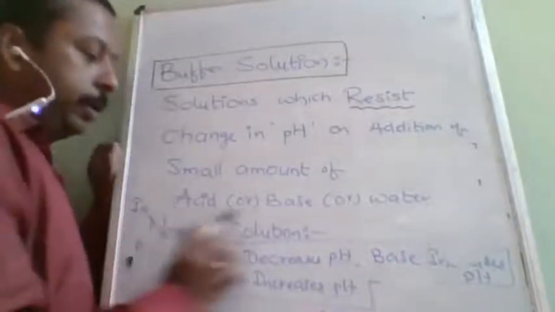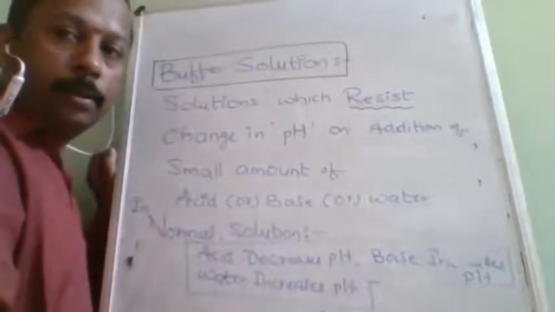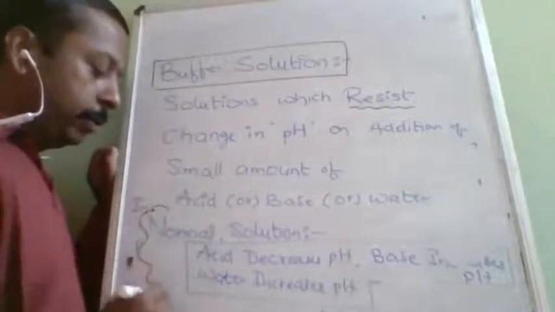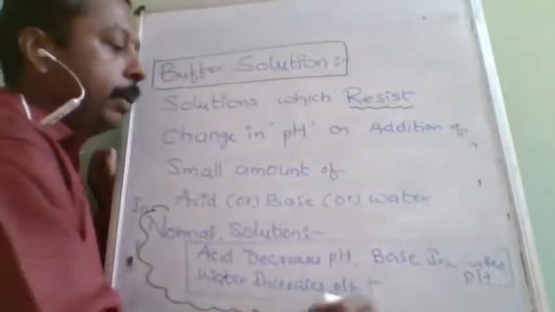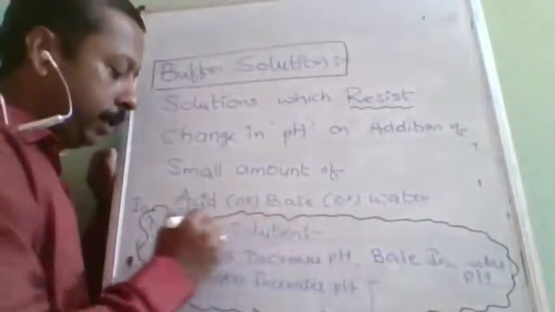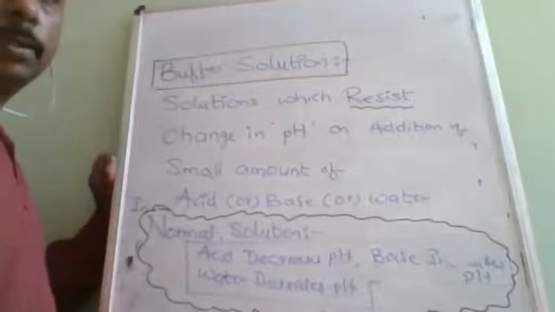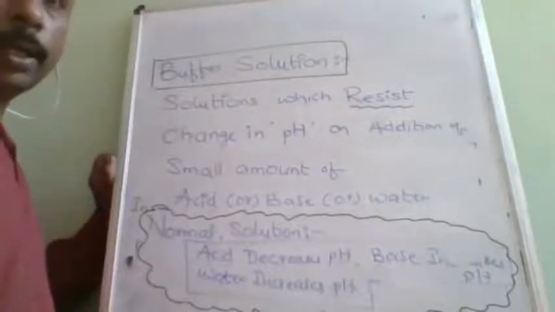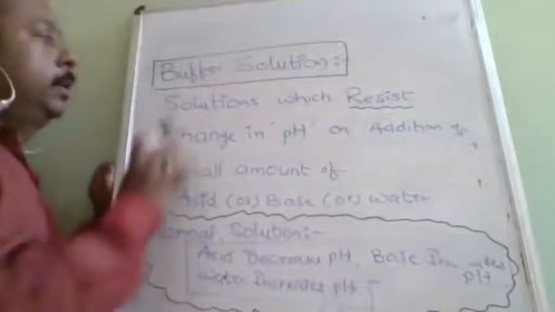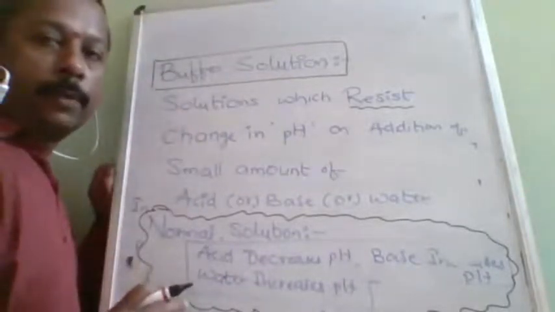Okay, so this is about the normal solution. Any doubt about this? I don't think you got any doubt as of now. Okay, there are certain solutions in which all these things do not happen. Those are only called buffer solutions.